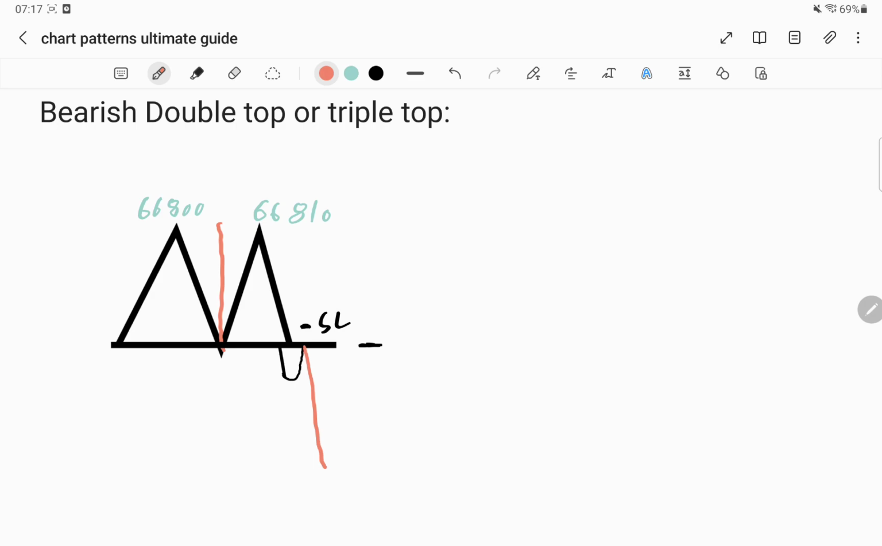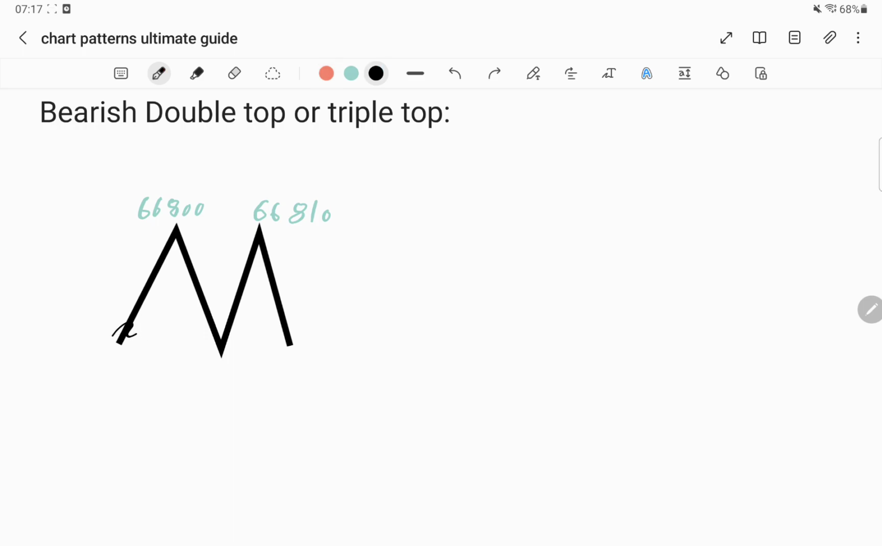Realistically, you want to do this on TradingView so you can actually move the lines. For educational purposes, I'm doing it on here, but you can do it on TradingView to actually move the lines out properly. So you come down, and then you maybe put your take profit, I don't know, at like 75% maybe.